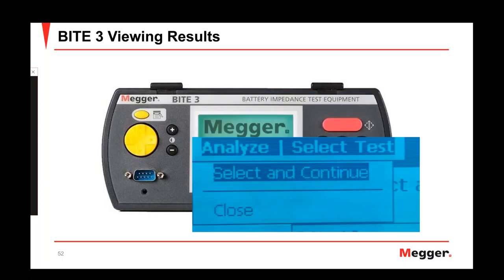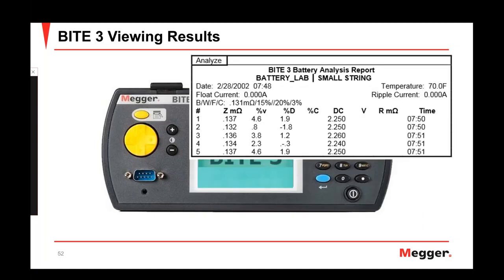After you press the Enter button, it's going to bring up this prompt, and to select and continue those settings, press the Enter button. It's going to bring up a screen that's similar to this one here, and you can use the yellow crosspad to scroll through this screen to review your test results before you even leave the site.